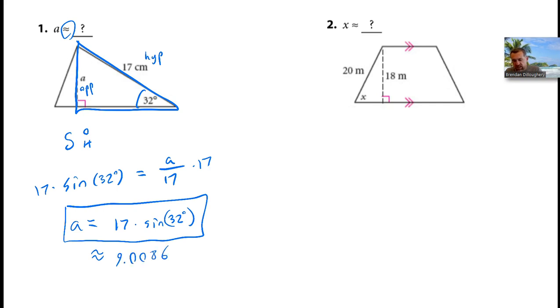You should get 9.0086 yada yada. Rounded to 2 decimal places, let's say it's around 9.01, okay? And that's in centimeters because the original was in centimeters.